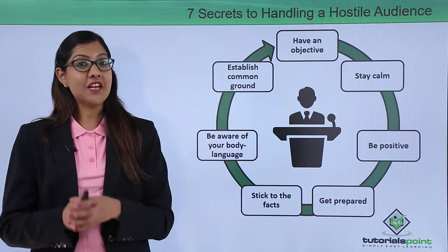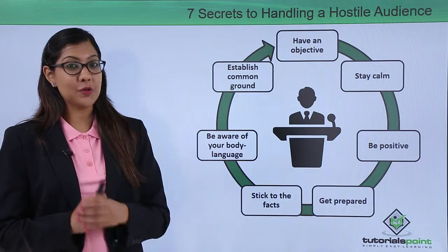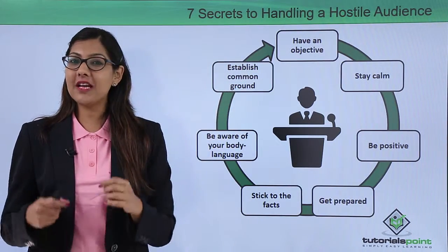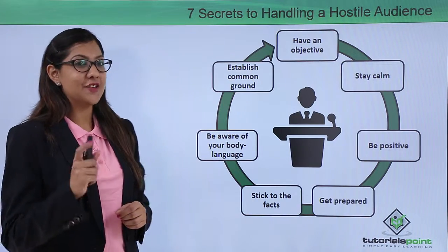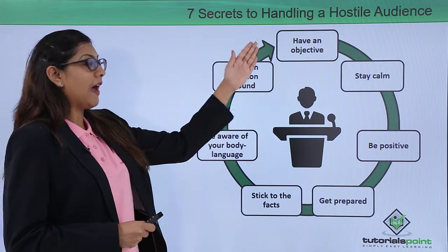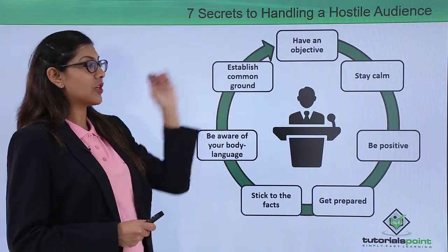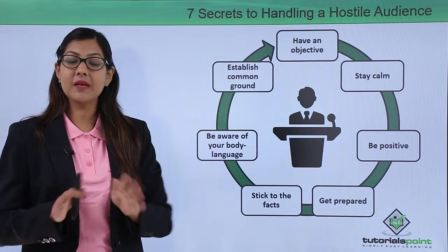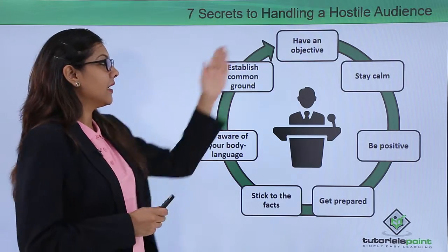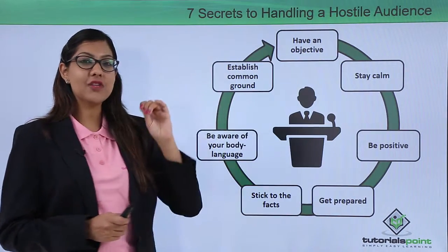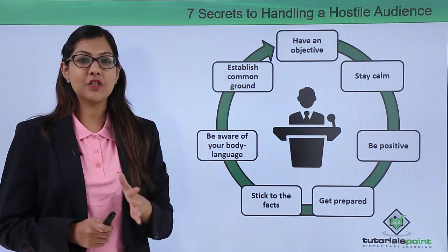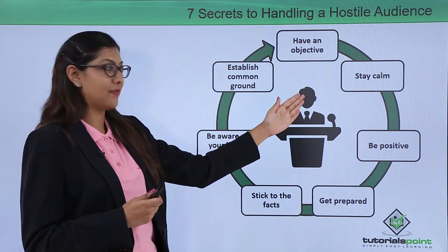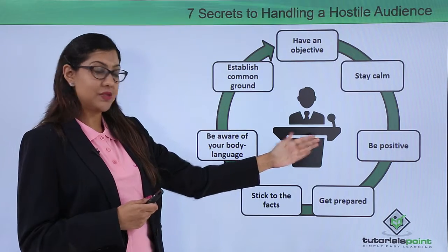Well, seven secrets is what I'm going to talk to you about in order to handle a hostile audience who are really trying to hijack your session. So let's take a look at them. Have an objective. When you're dealing with such an audience, you need to understand your objective, and the learning outcome needs to be very clear. Try to stay calm because they might try to antagonize you, they might try to really fire you up and make you angry, but you need to stay calm there. Try to be positive about it.